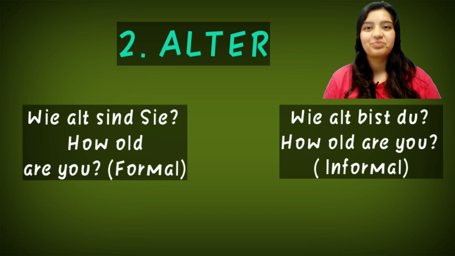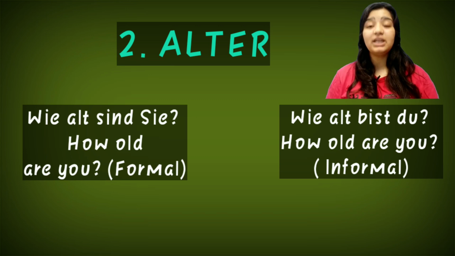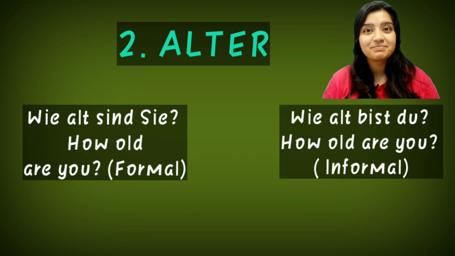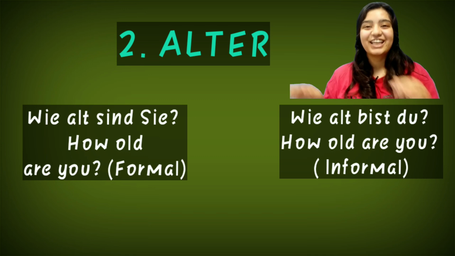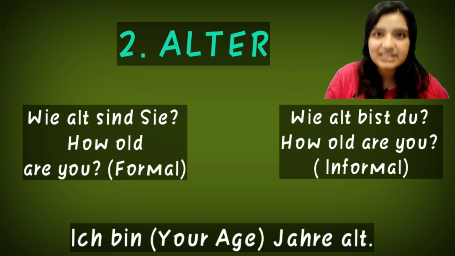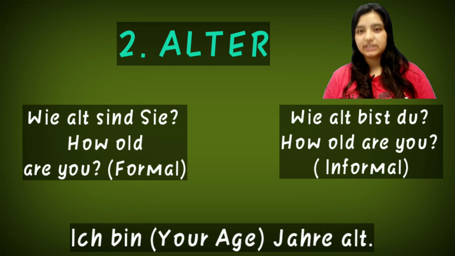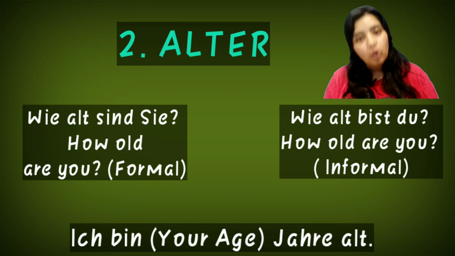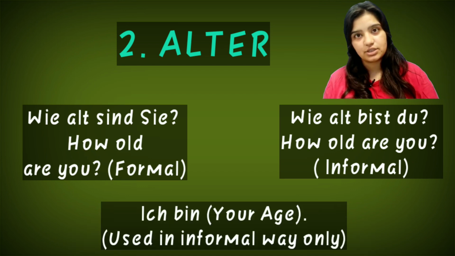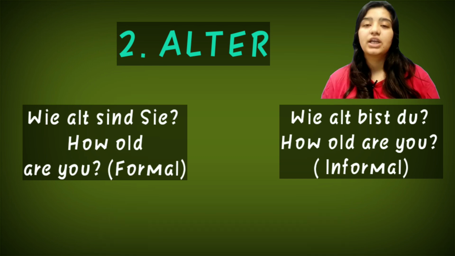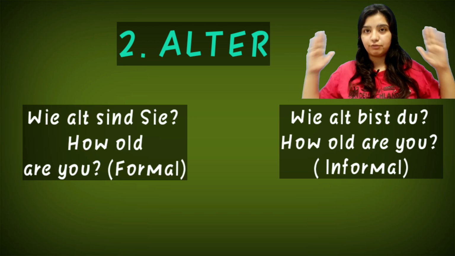So now the answer will be Ich bin. And what does Ich bin mean? I am. Ich bin and the number. Ich bin 16 Jahre alt. या फिर Ich bin 20 Jahre alt. Or Ich bin 20. Oder Ich bin 16. Any way you want. In the formal conversations, you have to say the full sentence.